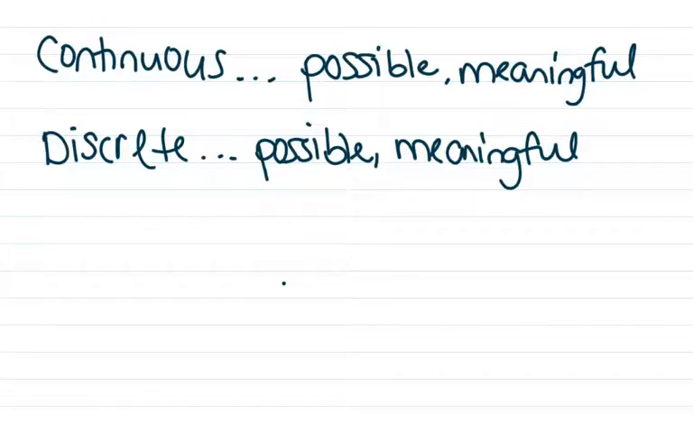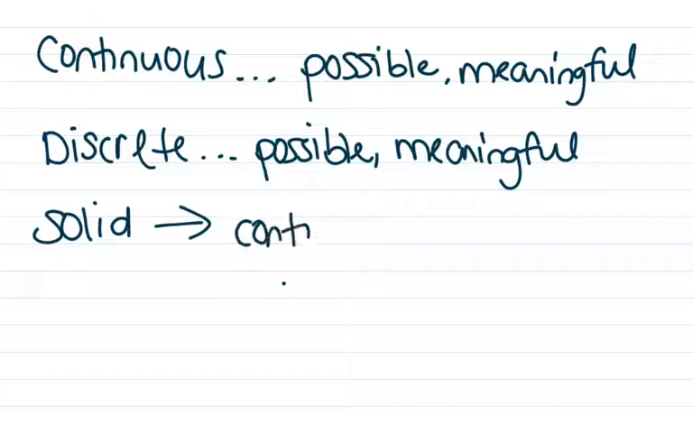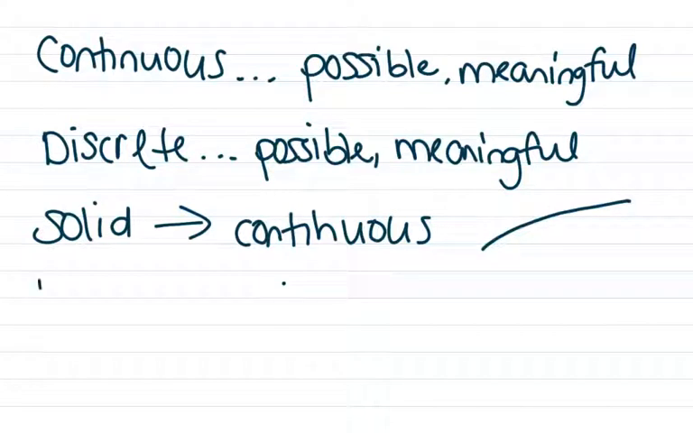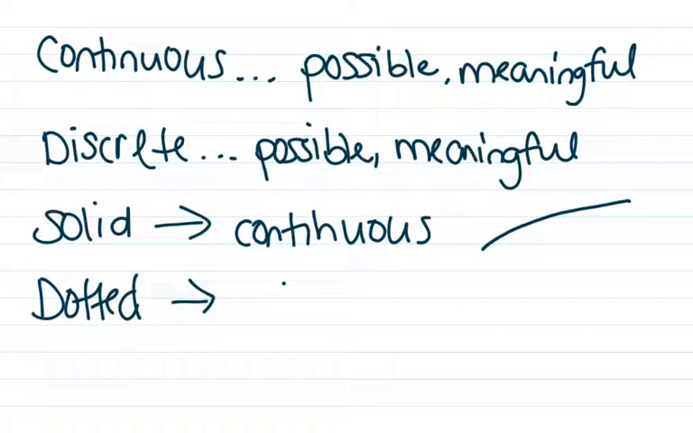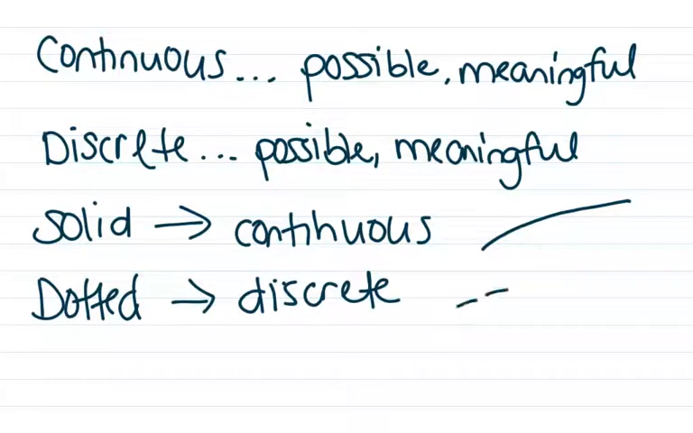So on a graph, we use a solid line to connect the dots if both variables are continuous. So if we're talking about those decimal numbers between the points, then we would connect it with a solid line. We would connect with a dotted line if one or both variables are discrete. So to use a solid line, both have to be continuous, but if one of them is discrete, you'll connect them with a dotted line.